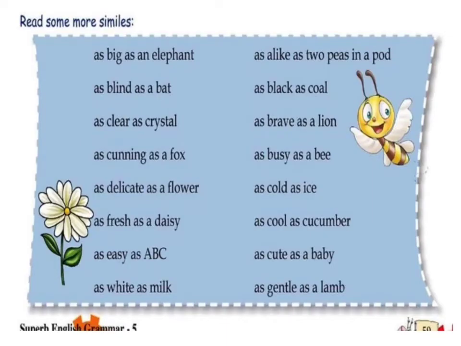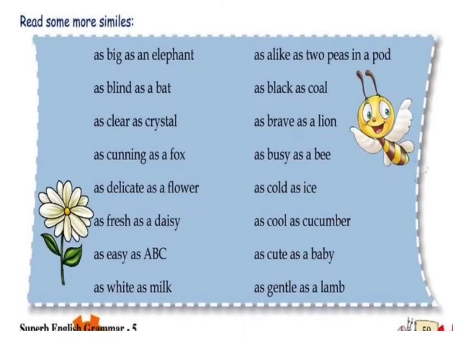Let us read about some more similes. As big as an elephant. Elephants are big. So if somebody is big, you can compare that person to an elephant. As blind as a bat. As clear as crystal. As cunning as a fox. A fox is supposed to be a very cunning animal. So if you find a person cunning, you'll say, oh, this person is as cunning as a fox.